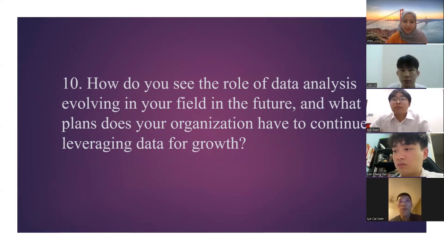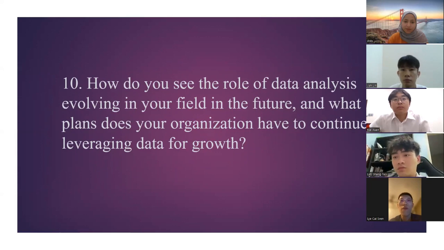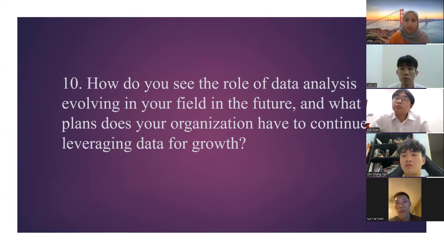So, how do you see the role of data analysis evolving in your field in the future? And what plans does your organization have to continue leveraging data for growth? All right. Okay. This is a good question. How do I see the role of data analysis evolving in my field in the future?